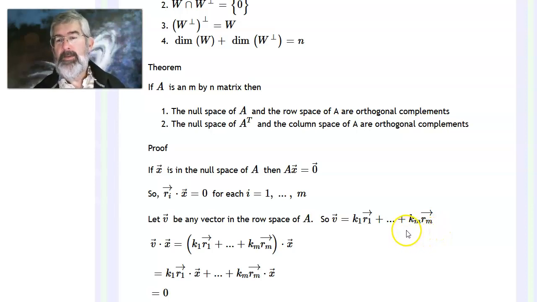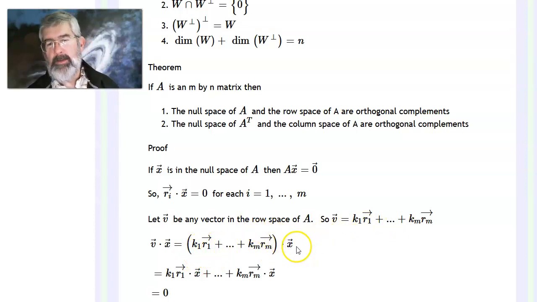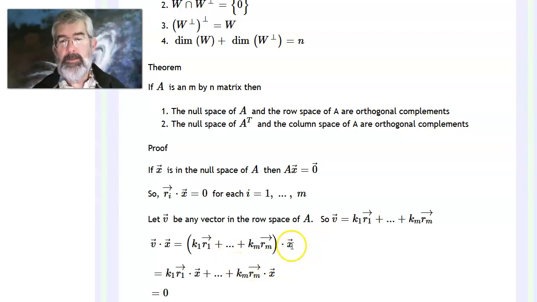So, what I want to see is, is this vector perpendicular or orthogonal to this x? And all I know about x is that it's in the null space. So anything in the null space, dotted with anything in the row space, is it equal to 0? Well, let's see. If I dot this vector v with x, then I know v can be rewritten this way, as we just said, and then I know that the dot product has a distributive property over vector addition, so I can dot it with each of those vectors.